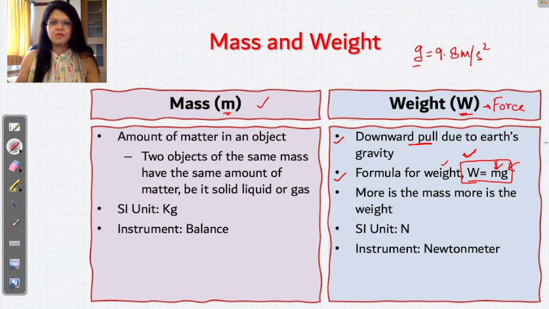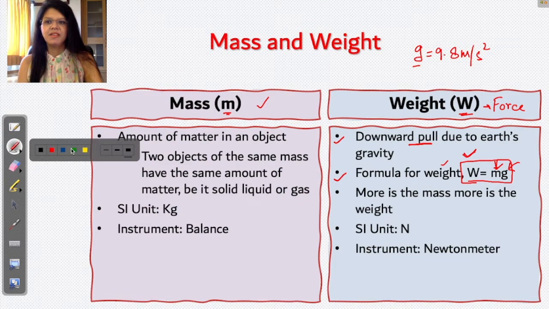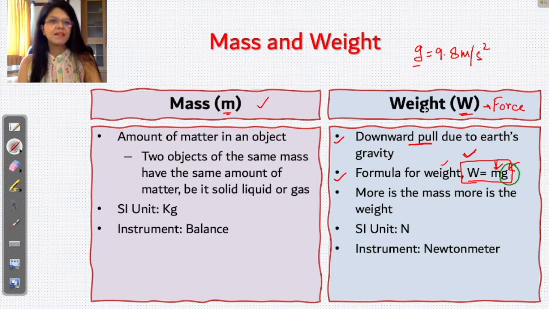If you are one person on Earth and you move to Mars, you are the same one person. You'll still have your two hands, two legs, the same body structure, right? The amount of material, the amount of matter in your body is not going to change. So your mass does not change. The gravitational constant changes from planet to planet. It is the G which changes. Mass stays constant.